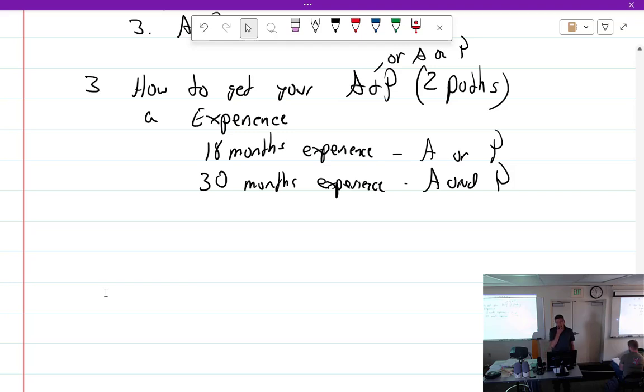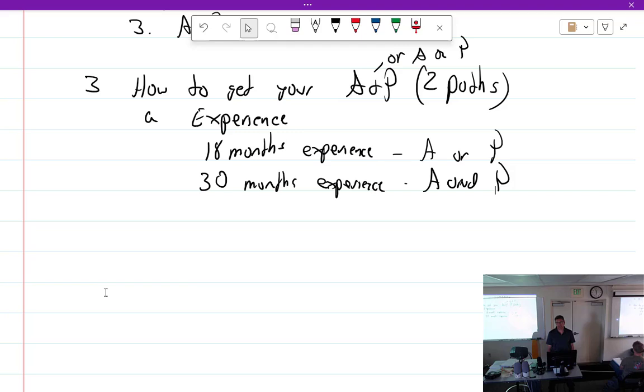The problem with that path is, if you were working in my shop, when you go to get your A and P, they're still going to ask you a lot of questions about helicopters. I don't work on helicopters. Turbine engines: we have only one customer with a turbine engine. Fabric work: I did a lot of fabric work, but I haven't done any in my new shop, so you may not get any fabric work or woodwork. So there's a lot of things that you may not get experience on.